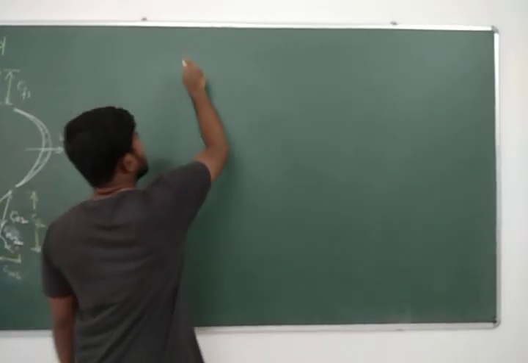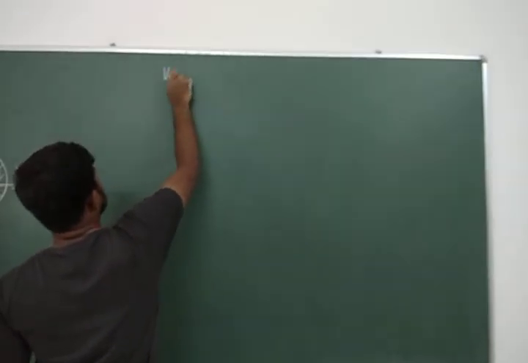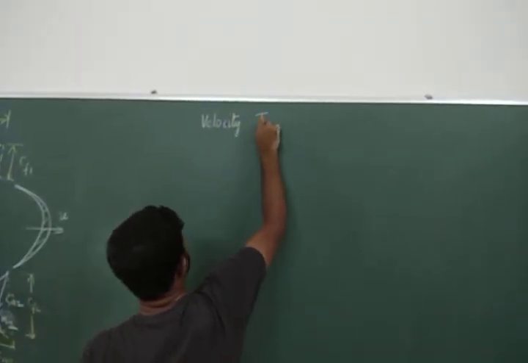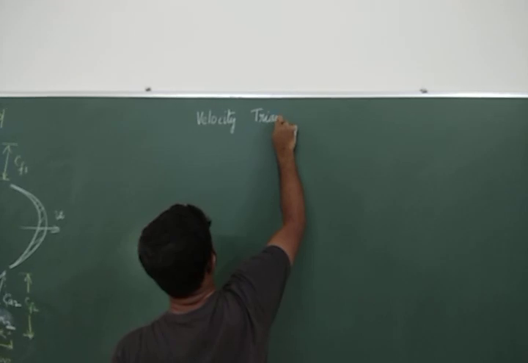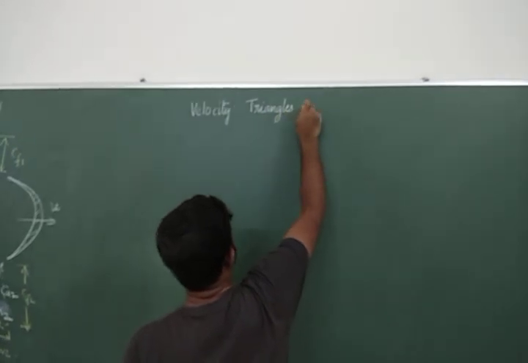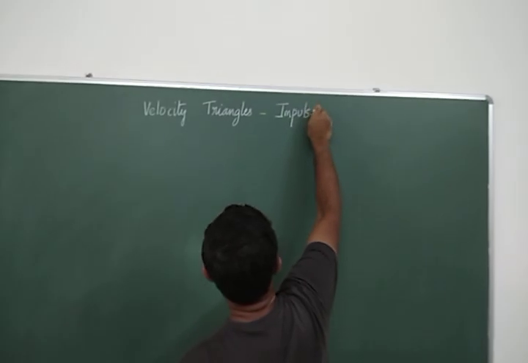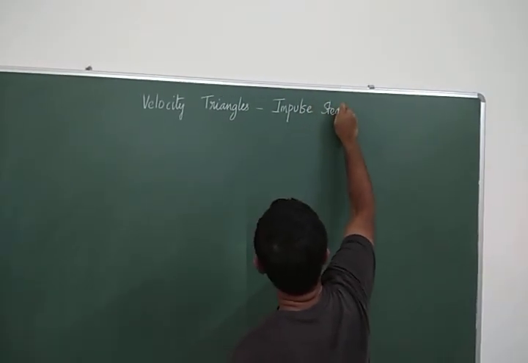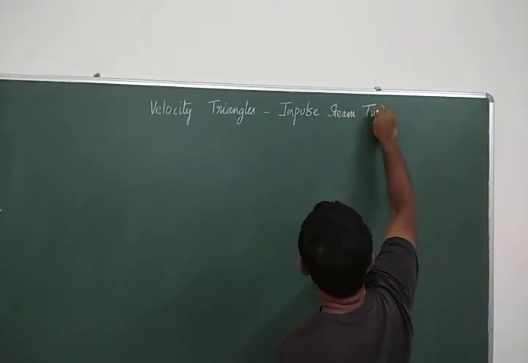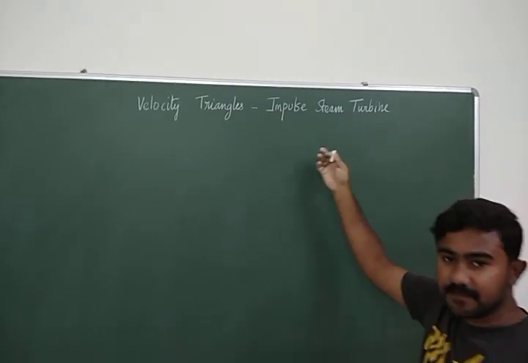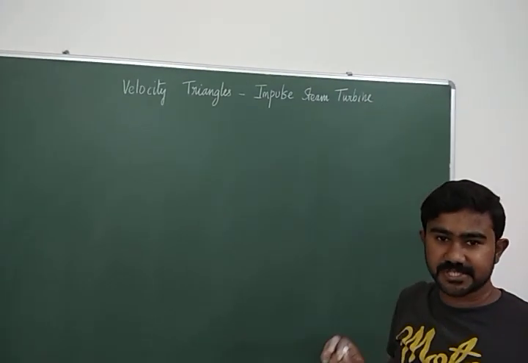Okay, now we will summarize. Now I am going to sketch the velocity triangle for an impulse steam turbine. What is an impulse steam turbine? In the moving blades, there will not be any pressure change.